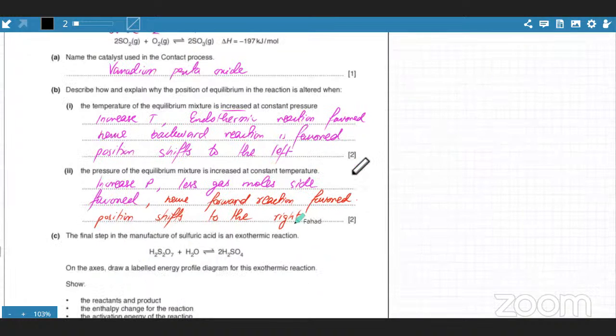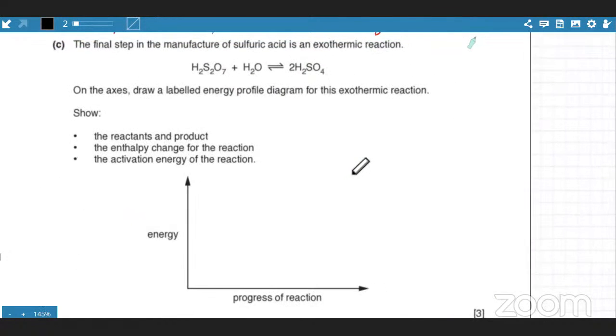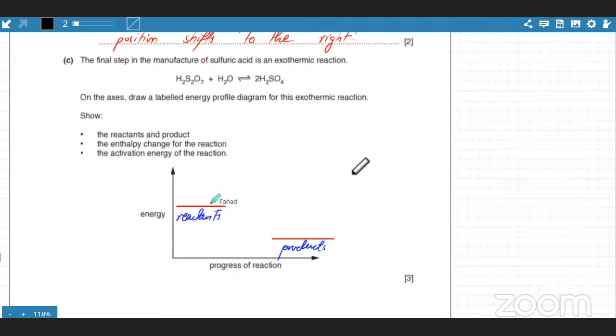Anyways, the next one: the final step of the manufacture of sulfuric acid is an exothermic reaction. On the axes, draw a labeled energy profile diagram for the exothermic reaction. Now you have an exothermic reaction. The reactants have a greater amount of energy compared to the products because energy overall is being released. So these are your reactants over here, and on the other side you're going to have your products. There's going to be a curve which is going to come like this.